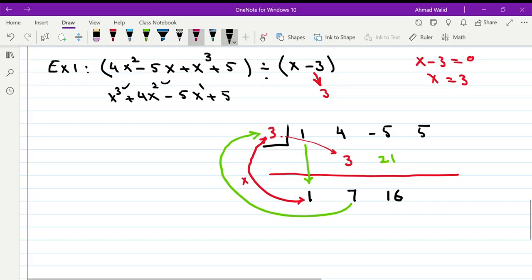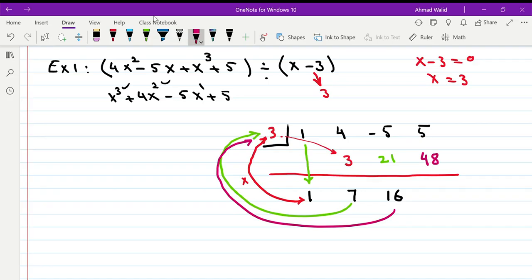Repeat again. 16 times 3 is 48. Write down that number above the line, under 5. Correct? And add 5 plus 48 gives me 53. That's your answer. Now, how to write my answer?